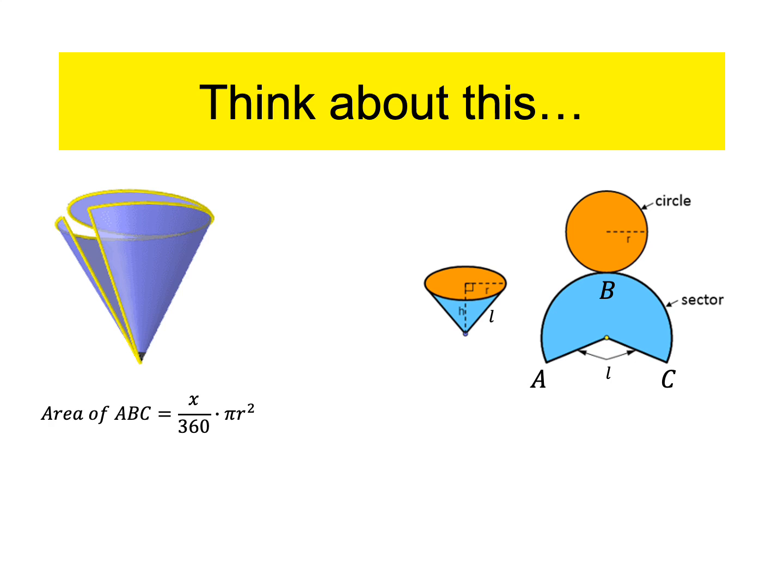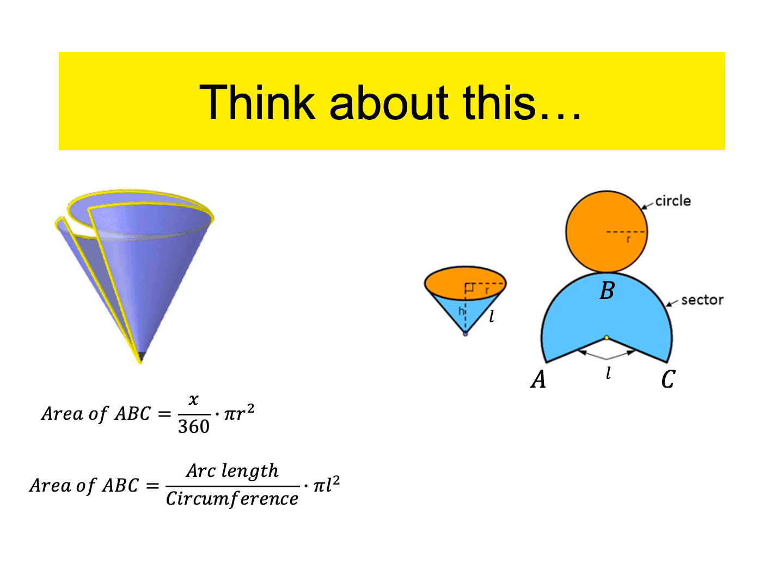I could write that a different way. Our book chose to put X over 360. They also could have said the arc length over the entire circumference. Now, the arc length of ABC there divided by the entire circumference of the entire blue circle would be the same percentage. So I'm just going to choose, instead of writing X over 360, to write the arc length.